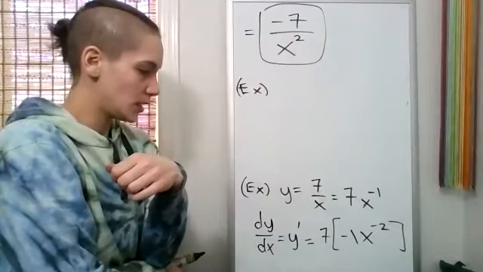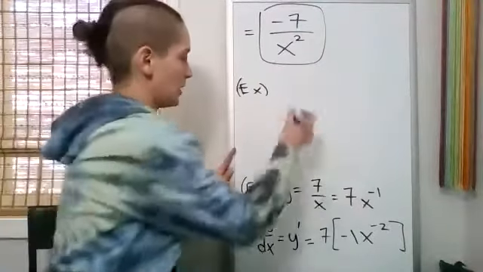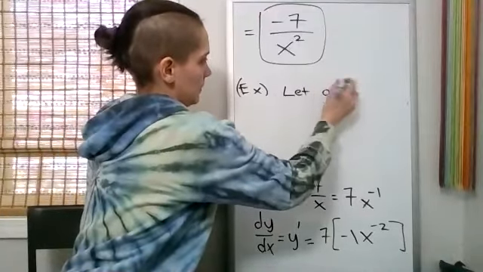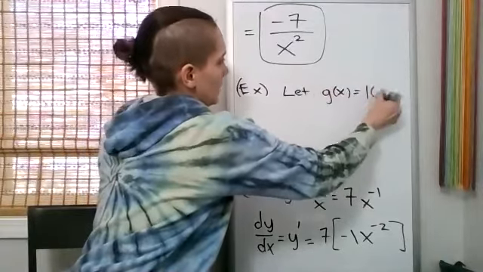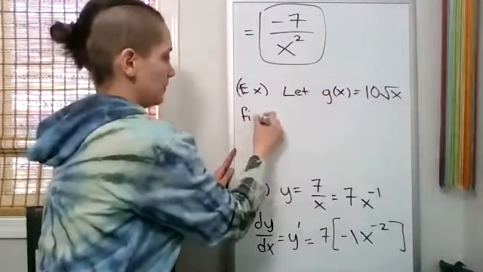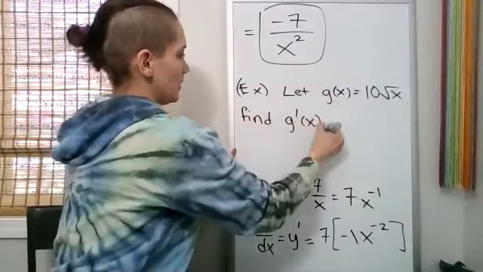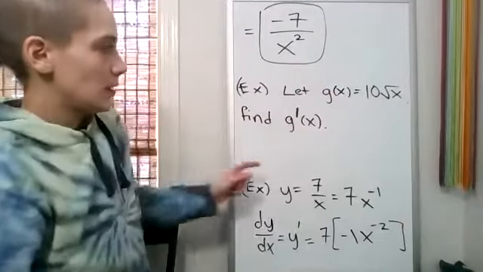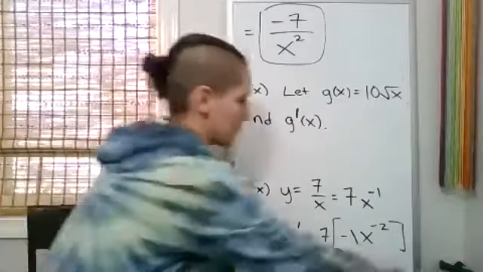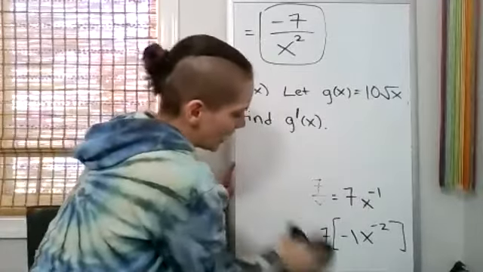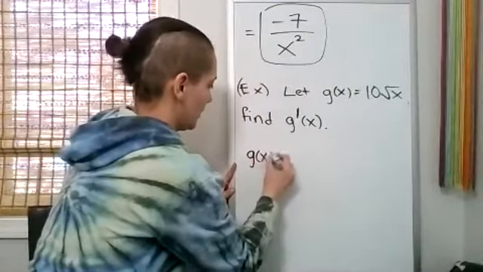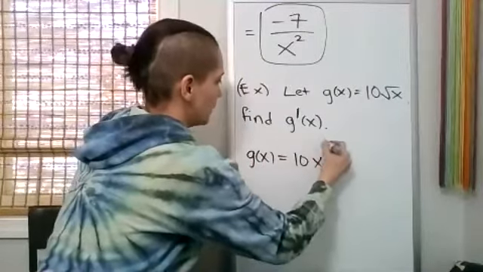Let's do g of x equal 10 root x. Find g prime x. So take the derivative of g with respect to x. Let's rewrite it first. It's 10 times x to a power of 1/2.